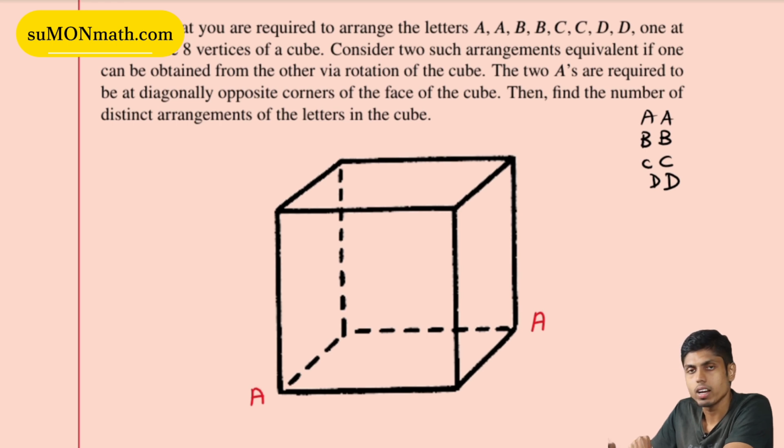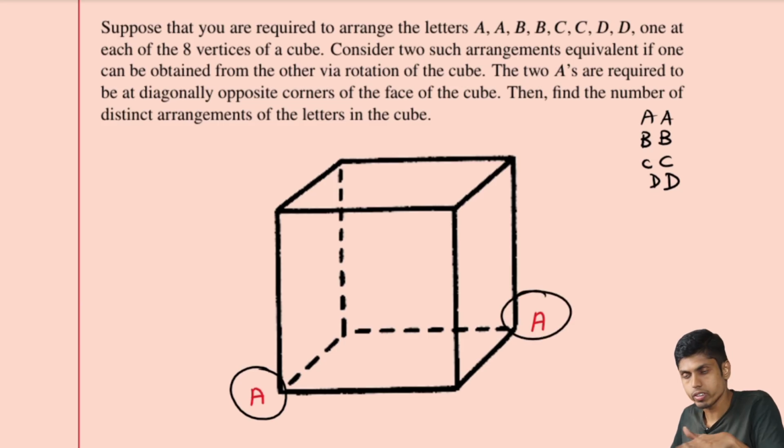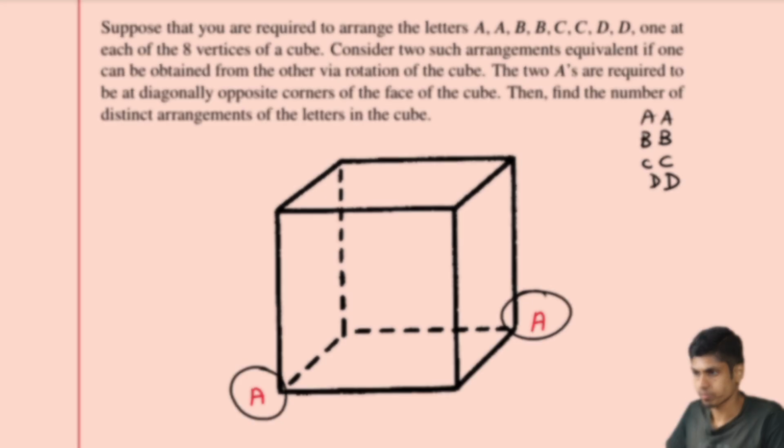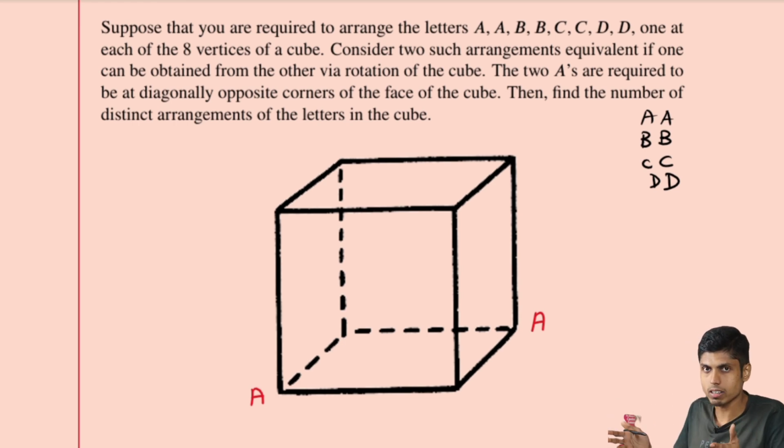At first, try fixing the positions of A. Suppose I consider the position of A to be in the bottom face, the front left corner and the back right corner. These two are diagonally opposite and they belong to the bottom face. Why am I fixing it? Because however you arrange the 2 A's, maybe in the back face or in the front face or in the lateral faces or in the top face, you can rotate it and take it back to the configuration shown in which you have on the bottom face.